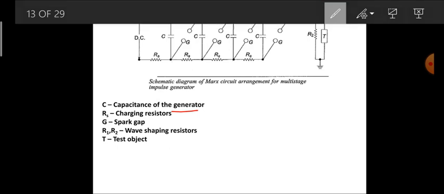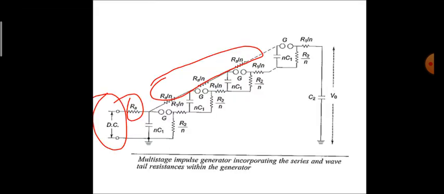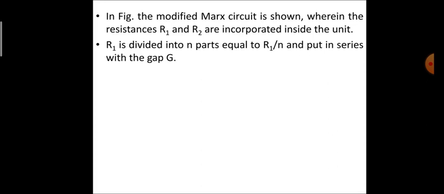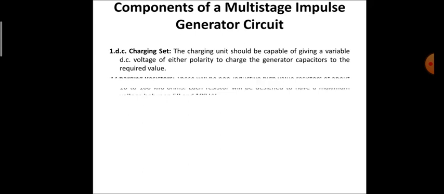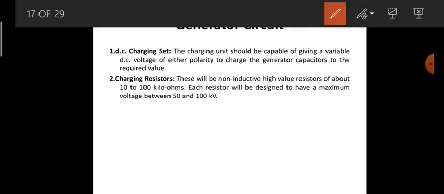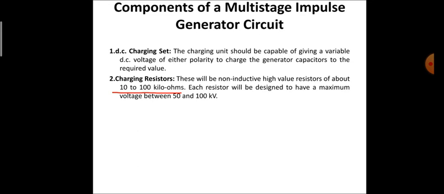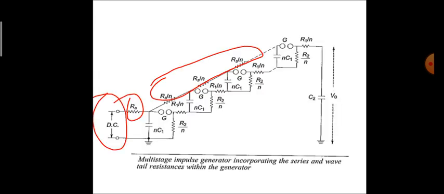These resistors which are chosen here are pure, non-inductive resistors, and have high resistance values of about 10 to 100 kilo ohms. Each resistor will be designed to have a maximum voltage between 50 and 100 kilovolts. This is the second component required. We'll go back to the circuit and talk about the third component.